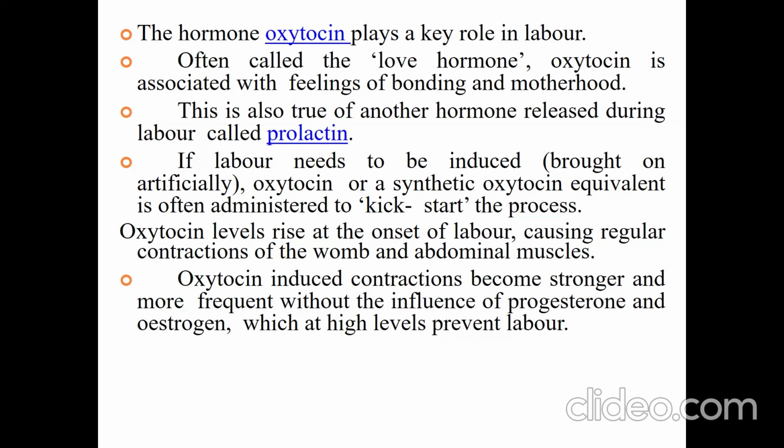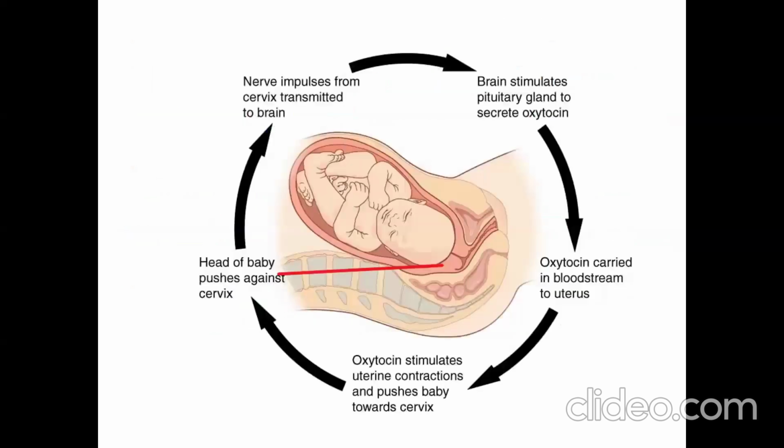Oxytocin levels rise at the onset of the labor, causing regular contraction of the womb and the abdominal muscles. Womb is nothing but the uterus. Oxytocin induced contractions become stronger and more frequent without the influence of progesterone and estrogen, which at high levels prevent the labor. So, this picture will make you understand the process.